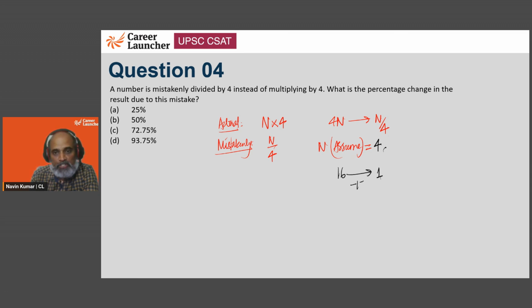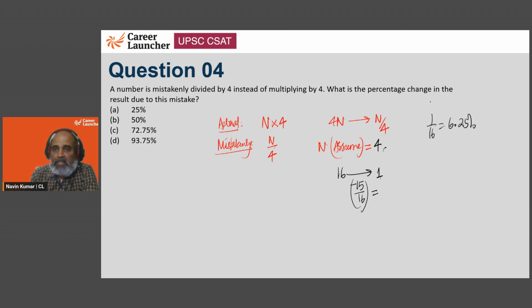So this is a reduction of 15 over 16. Now 15 by 16, if we solve this, it's going to be very, very close to and more than 90%. See, 1 by 16 is 6.25%, right?